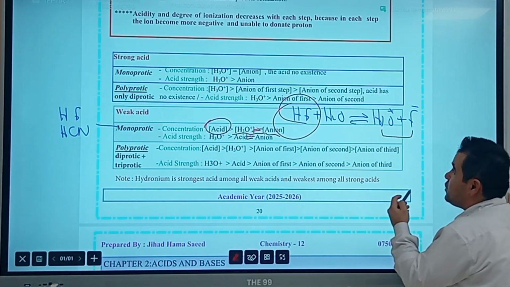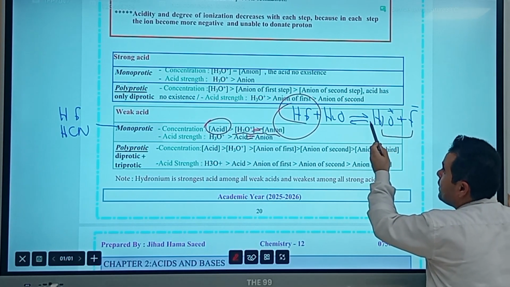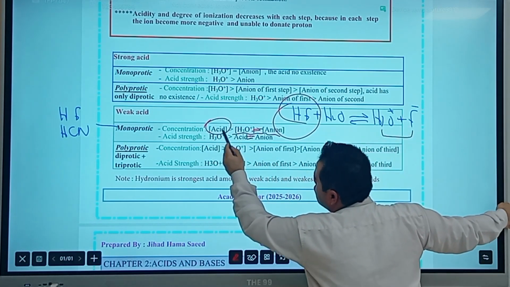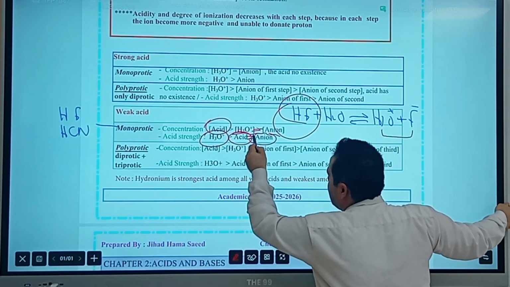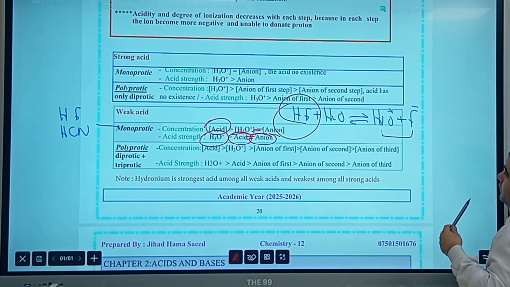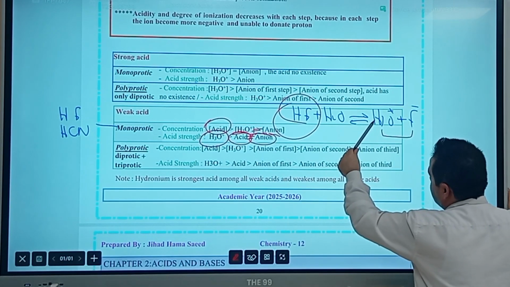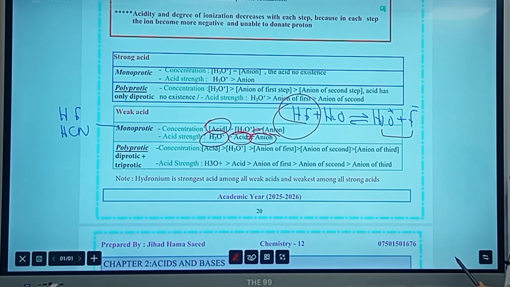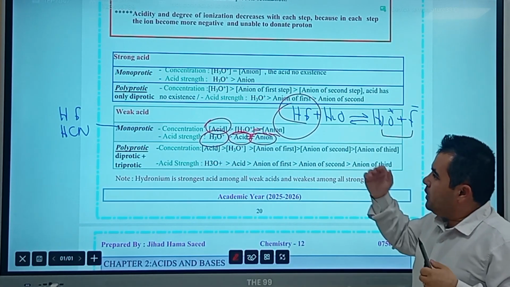In terms of acid strength, of course, hydronium comes first, then the weak acid, and then the anion. So here we have hydronium, weak acid, and the anion as the acid strength sequence. Hydronium is the strongest acid, followed by HF, and the strongest base in this medium is F negative. That's about the monoprotic and diprotics.